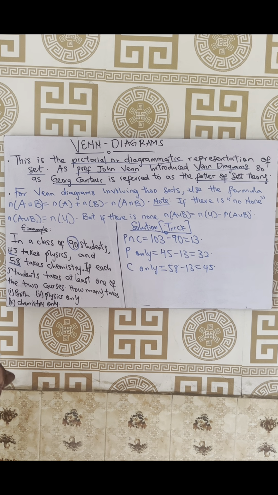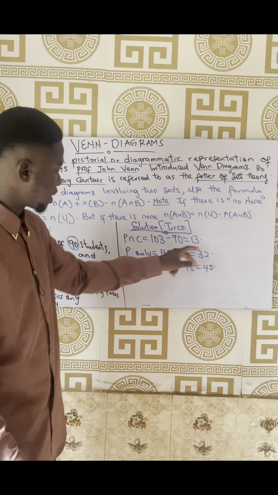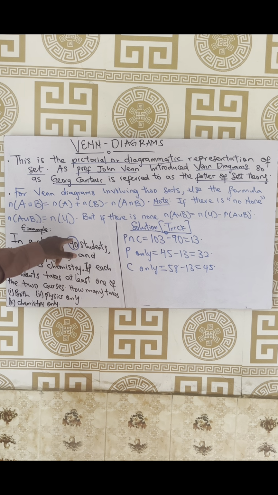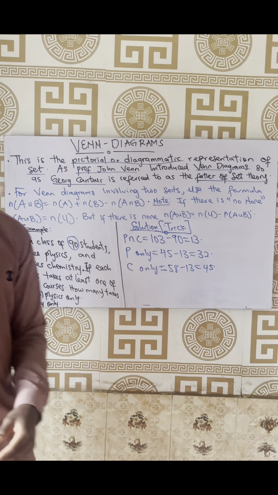And if you want to know whether what you've done is correct, the addition of the intersection, physics only, and chemistry only must give us the universal set. 13 plus 32 is 45. 45 plus 45, that is what? 90.